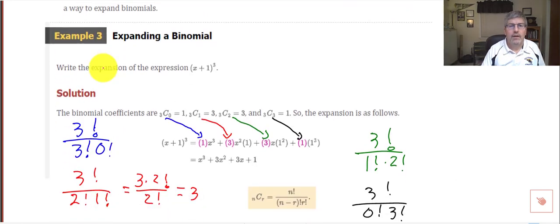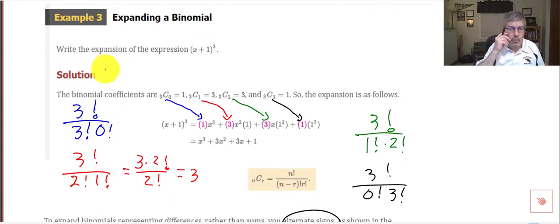So let's take a look at expanding a binomial. It may be helpful to go back and look at our pattern for expanding the binomial theorem. We may be able to construct most of this ourselves. We have x plus 1 to the third power. So our x's are going to decrease. We're going to start with x cubed, x squared, x to the first, and then x to the 0, so I don't have any x here.